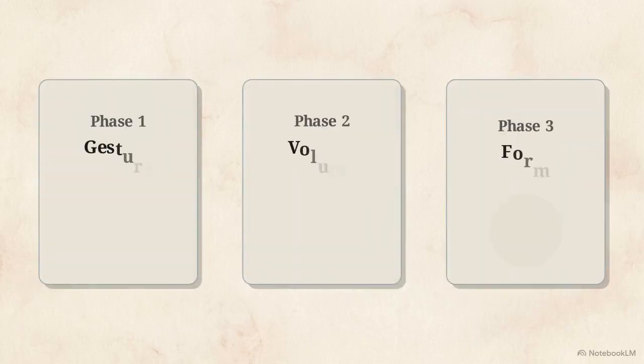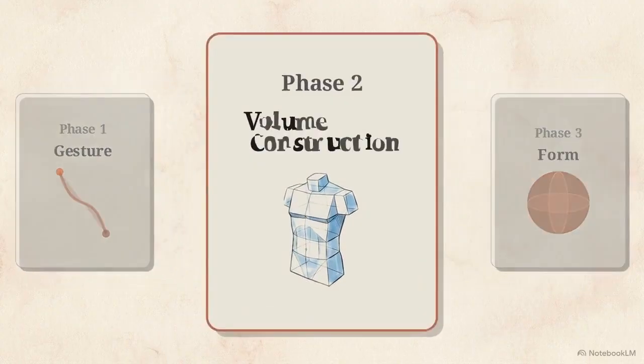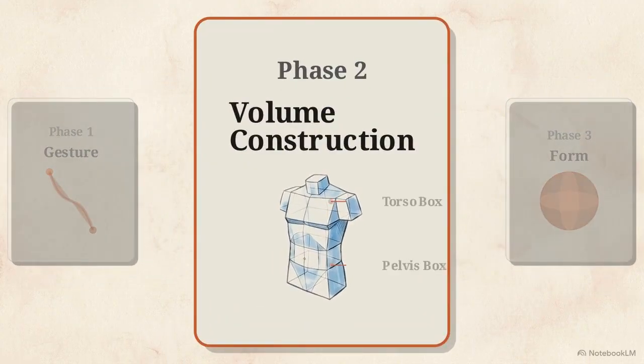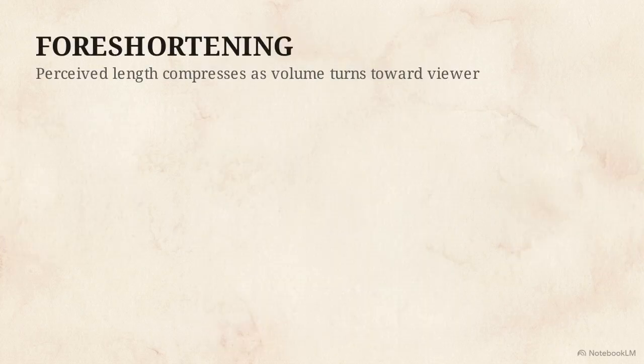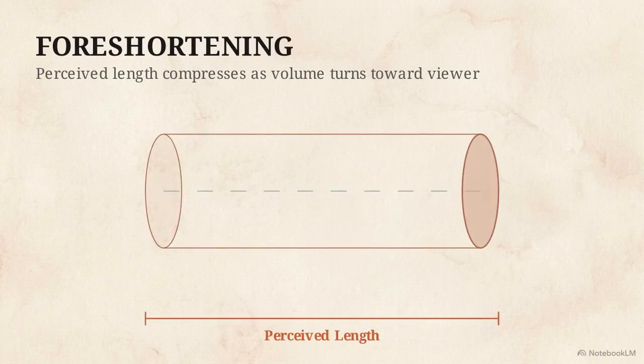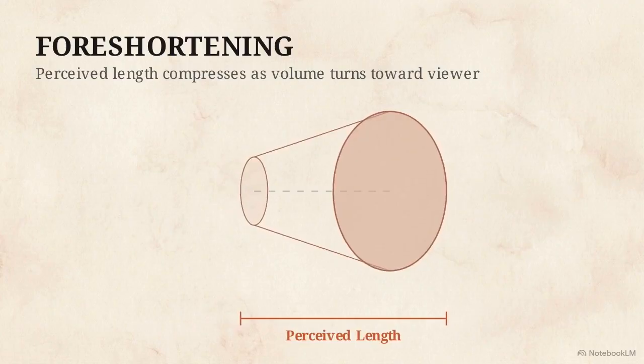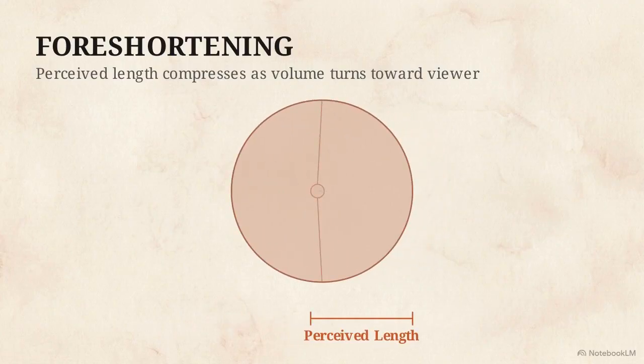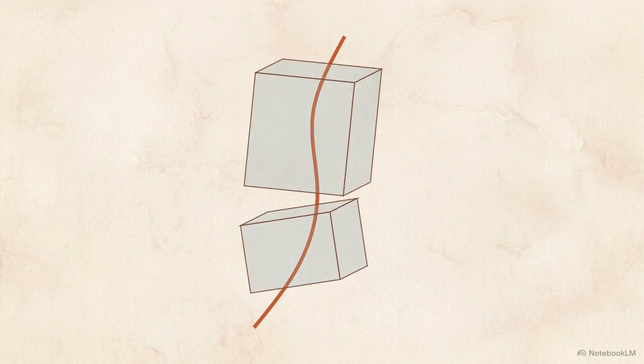With the energy captured, we transition to phase 2: building 3-dimensional anatomical volume on top of that established gesture. This phase solves the spatial challenge of foreshortening, where body parts appear compressed when viewed from specific angles. We visualize the body as primitive 3D shapes. We map the torso and pelvis with transparent boxes and joints with spheres.